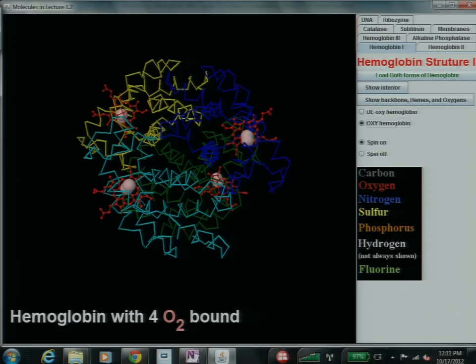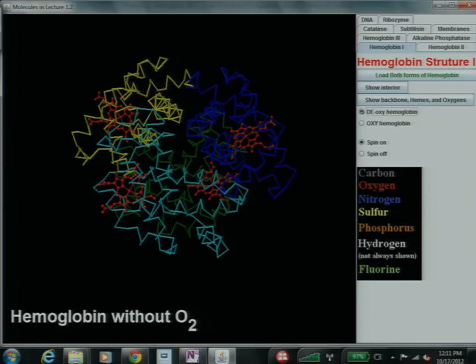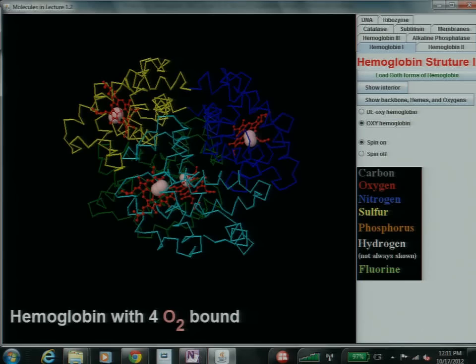So what happens is deoxyhemoglobin goes into your lungs, picks up oxygen, travels through your blood, gets to your tissues, and drops off the oxygen. So it's reversible, bind, unbind.